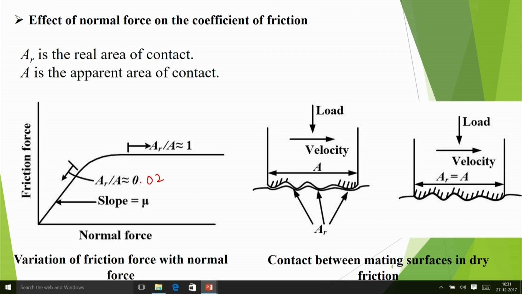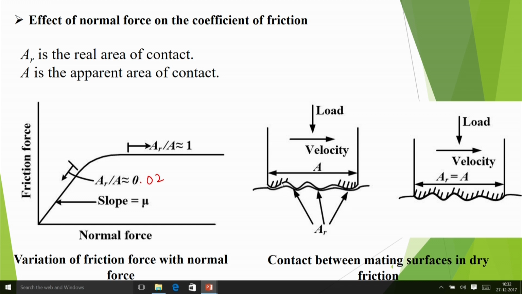See, a real area means suppose surfaces are not smooth. So, if there is some object which is moving with velocity v, it may be moving here in the horizontal direction as shown, and I am also applying the normal load on that, then there is an area A, that is the nominal area, the apparent area which is appearing to us, we are seeing that, but in practice this surface is not smooth.